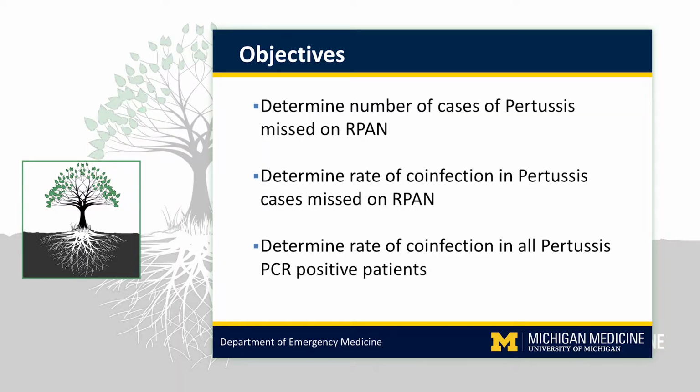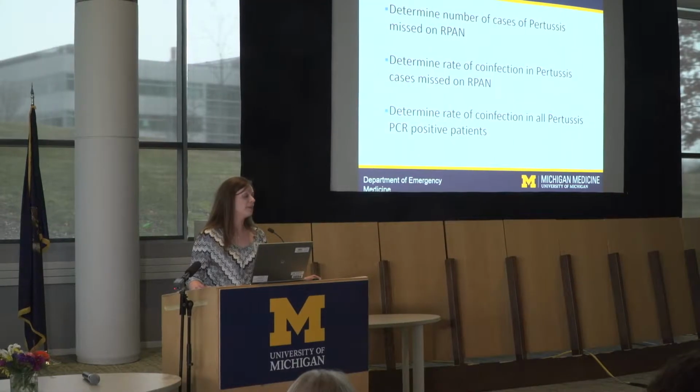Therefore, the objectives of my study were to, one, determine the number of cases of pertussis missed on RPAN, two, determine the rate of co-infection in pertussis cases missed on RPAN, and three, determine the rate of co-infection in all pertussis PCR positive patients.